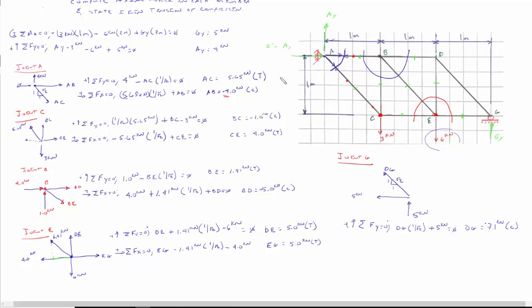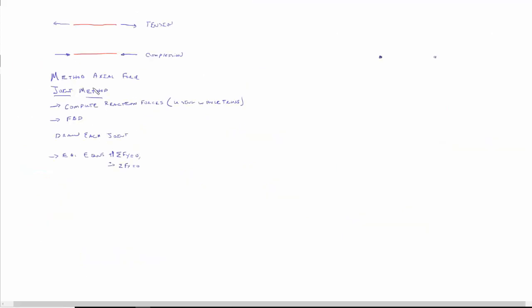So again, this is the joint method, and if we went back and looked at our method again, you draw the free body diagram, then compute all the reaction forces using the whole truss, showing all the external forces on the truss, which was the two forces acting down, 3 kilonewtons and 6 kilonewtons. And then you're going to draw the free body diagram of each joint, and then you can use equilibrium equations to solve.